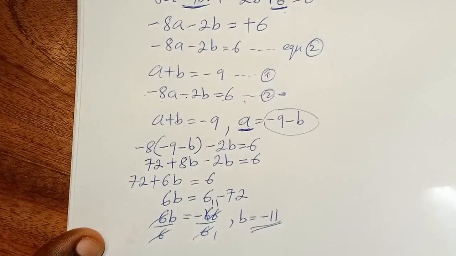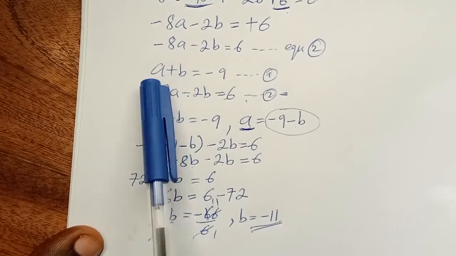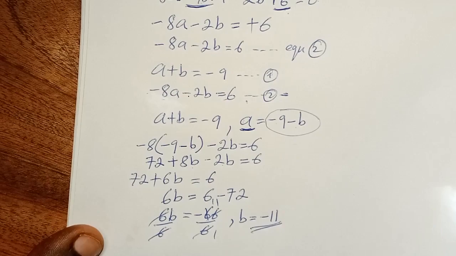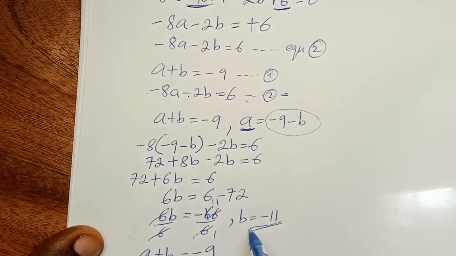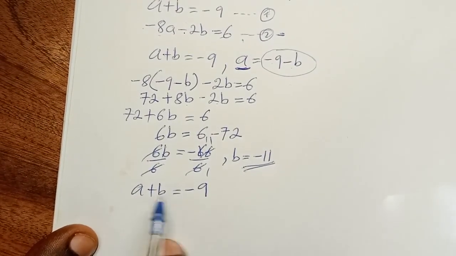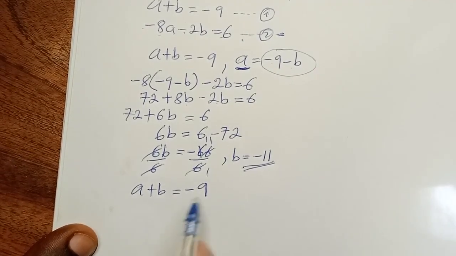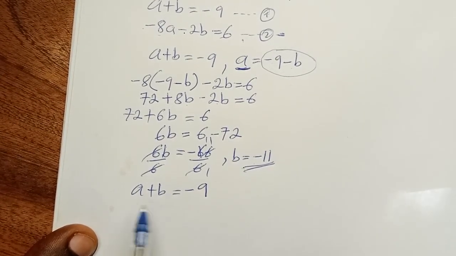We now have the value of b: b is minus 11. We now need to look for the value of a. Since we already have b as minus 11, we can still use equation 1 to find a. Looking at this, a plus b is equal to minus 9. We already know the value of b because b is already minus 11. We just need to insert it in equation 1 to also get a.